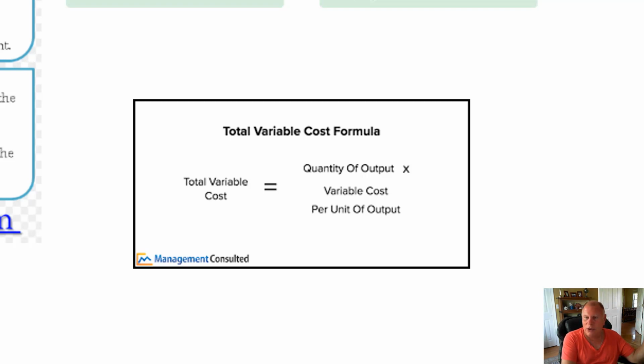Fixed costs, costs that are unaffected by the company's volume. Variable costs are costs that are directly linked to the company's volume. Raw materials, shipping costs, commissions. Fixed costs are not affected by the company's volume, within limits. We'll talk about that. Rent, insurance, equipment. So our formula for variable cost is the quantity of the output times the variable cost per unit of output.